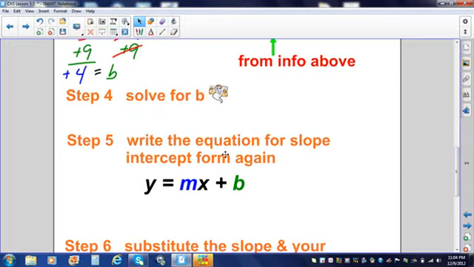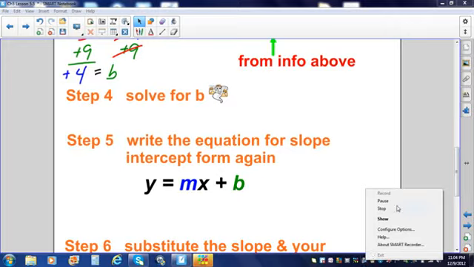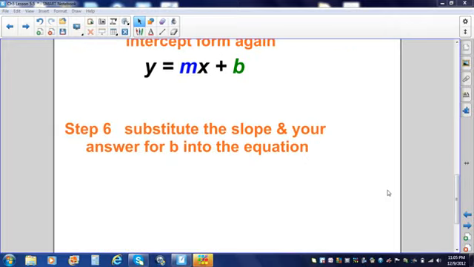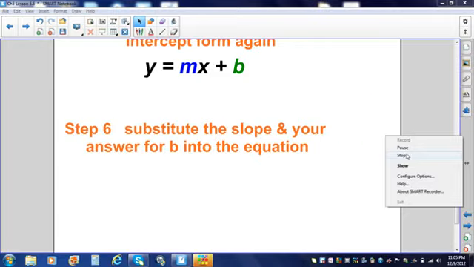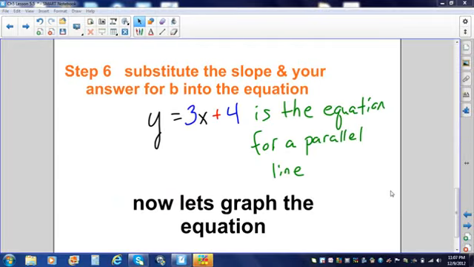Step number 5. I'll write the equation for slope-intercept form again. Step number 6. Substitute the slope and your answer for b into the equation. After we substitute your answer in for b, in the slope that is parallel, which is 3, y equals 3x plus 4 is the equation for a parallel line.